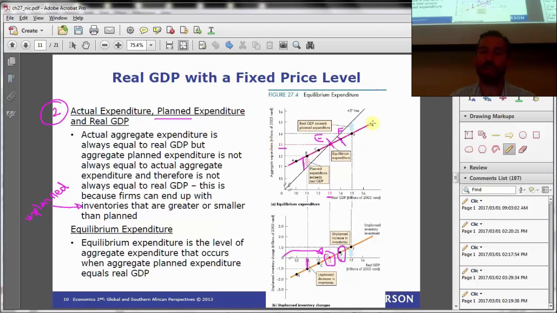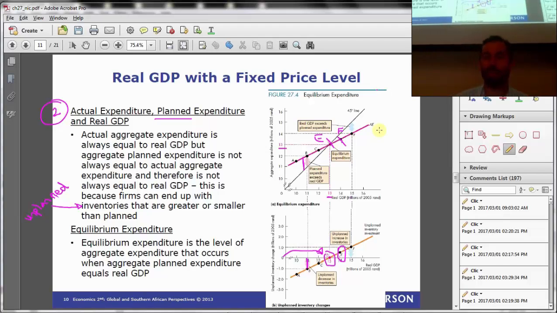So anywhere that our aggregate expenditure curve intersects the 45-degree line will be the point where aggregate expenditure, as measured by the aggregate expenditure curve, is actually equal to real GDP. So aggregate expenditure is only equal to real GDP at one point, at the point of intersection.